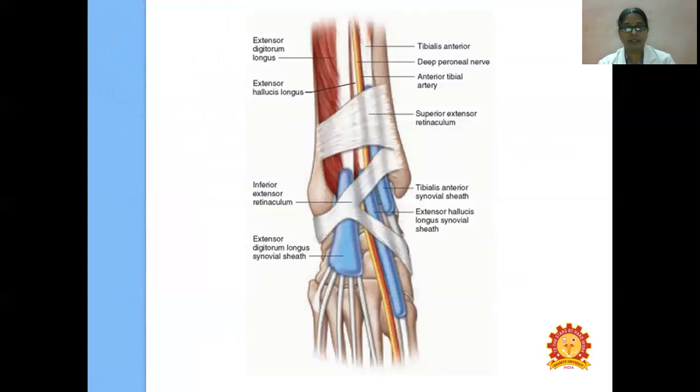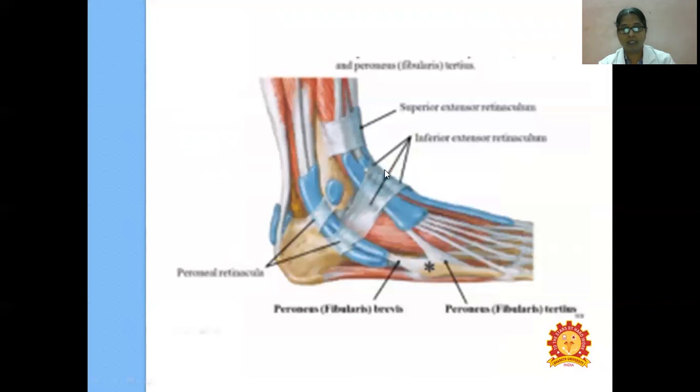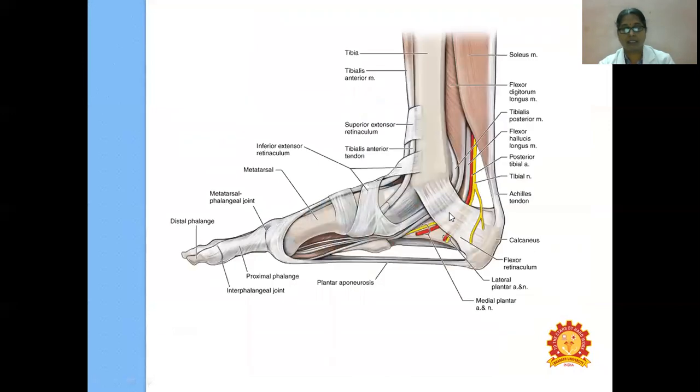This is a picture showing the extensor retinaculum. So this is the inferior extensor retinaculum, and this is the superior extensor retinaculum, below or behind which the tendons, vessels, and nerves are seen. What you see here is the peroneal retinaculum, and one more is there. This one is your flexor retinaculum.